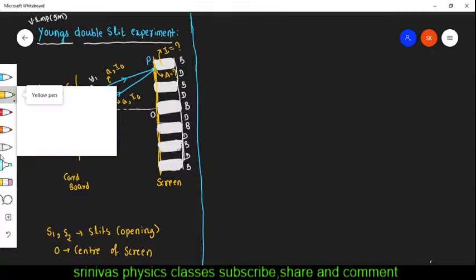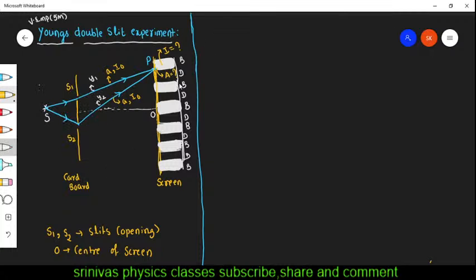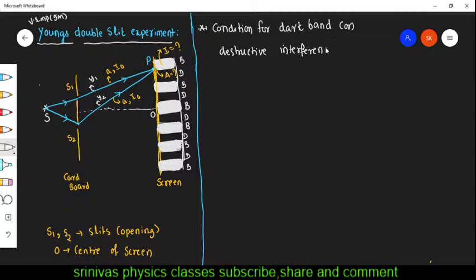Next, the condition for the dark band, I am going to write. What is the condition for the dark band? Condition for the dark band, or destructive interference. The dark band forms in destructive interference. Destructive interference, okay. In destructive interference the dark band will form. What is the condition for the dark band?